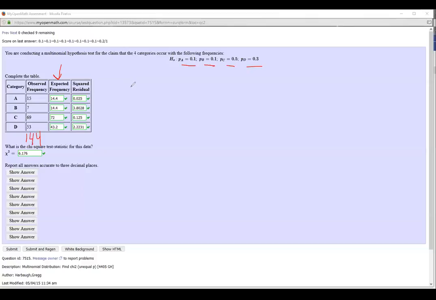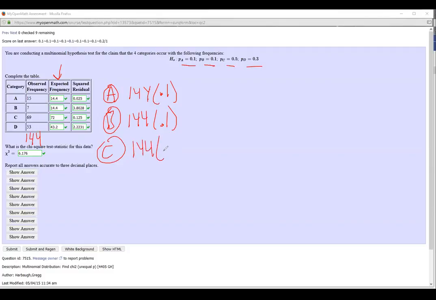So I add up all those observed frequencies. Then to fill the rest in, I had to use 144. For category A, I did 144 times the probability of it happening, which is 0.1. That's where I got the 14.4. Same thing for category B, 144 times 0.1 again. So that was nice, it kept it the same. You won't always find that. Then for category C, there's 144 total, and the chance of it happening is 0.5. So half of 144 is 72. And then for category D, we're going to do 144 times 0.3. And that's where I got the 43.2.